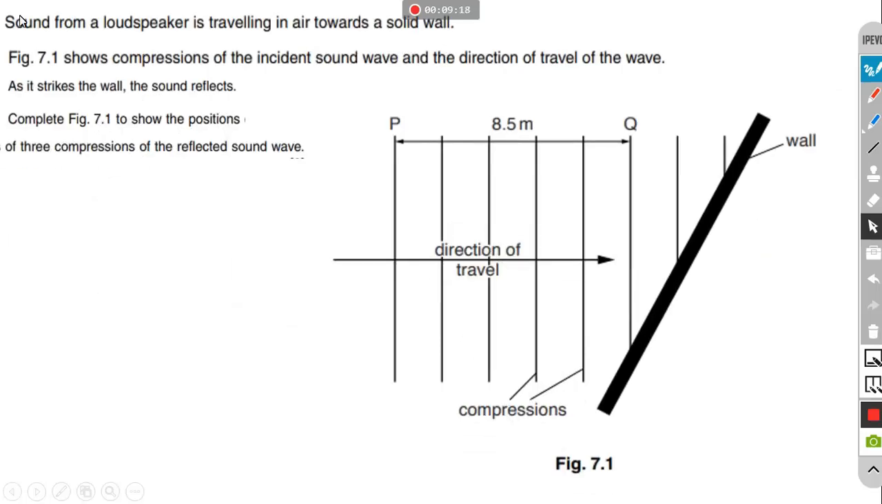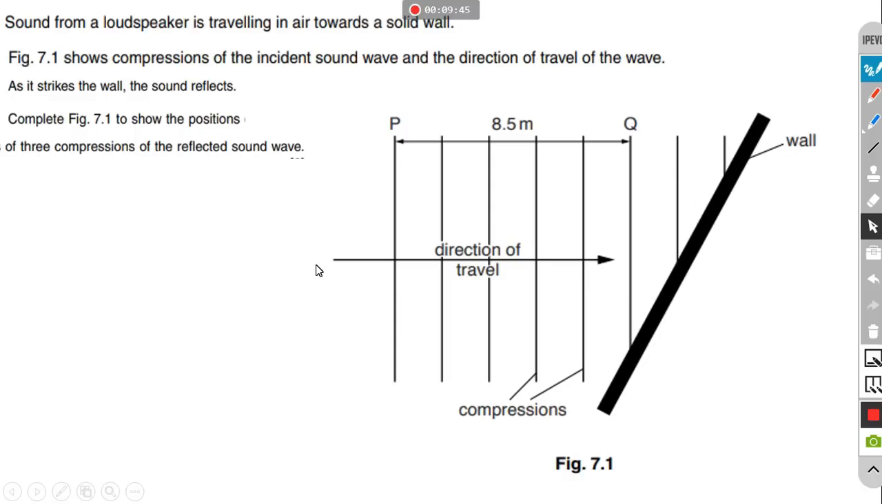Figure 7.1 shows compressions of the incident sound wave and the direction of travel of the wave. As it strikes the wall, the sound reflects. Complete figure 7.1 to show the positions of 3 compressions of the reflected sound wave. Okay, so this is a reflection example. We have the direction of wave, we have the wavefronts, and we need to show the reflected wavefronts.